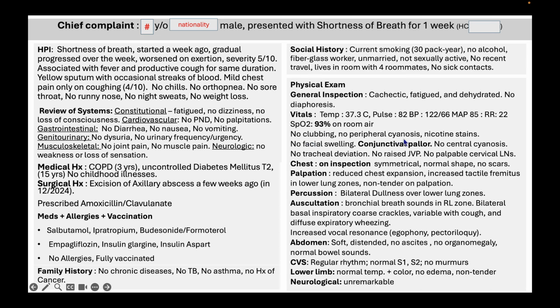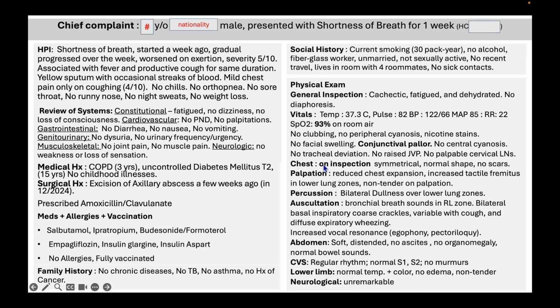So no clubbing, no peripheral cyanosis, no nicotine stain. These are the things that you would find in someone who smokes. Oh, he did have nicotine stains actually. Okay, so no clubbing, no facial swelling, conjunctival pallor he had. Okay, no central cyanosis, no tracheal deviation, blah blah blah.